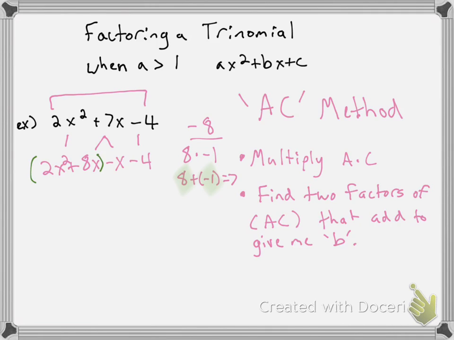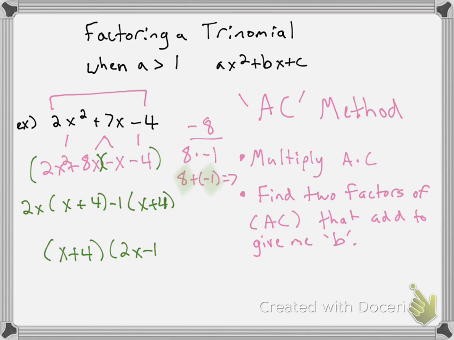So group the first 2 terms, group the second 2 terms. The GCF of my first group would be 2x. That'll leave me with x plus 4. The GCF of my second group would be negative 1. Leave me with x plus 4. So my final answer would be x plus 4 times 2x minus 1. If I FOILed those two binomials back, I would get 2x squared plus 7x minus 4.